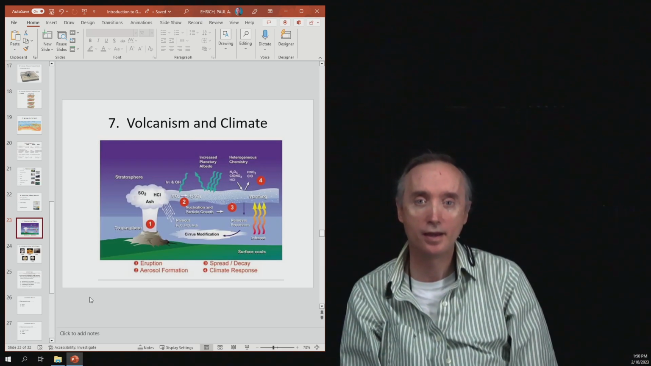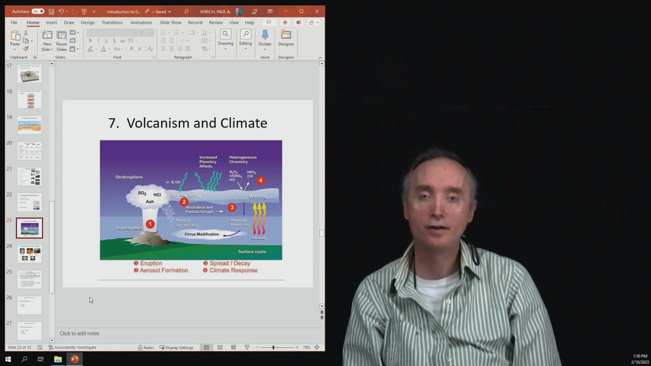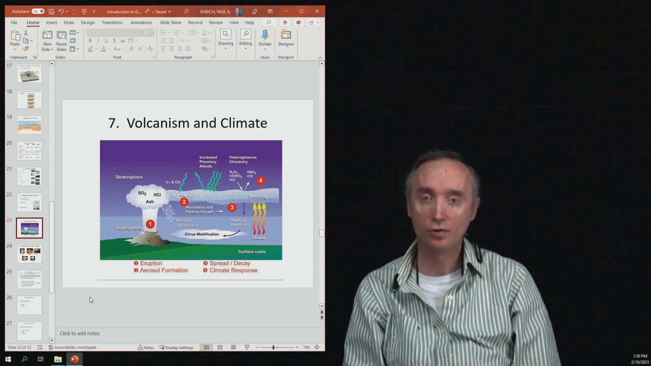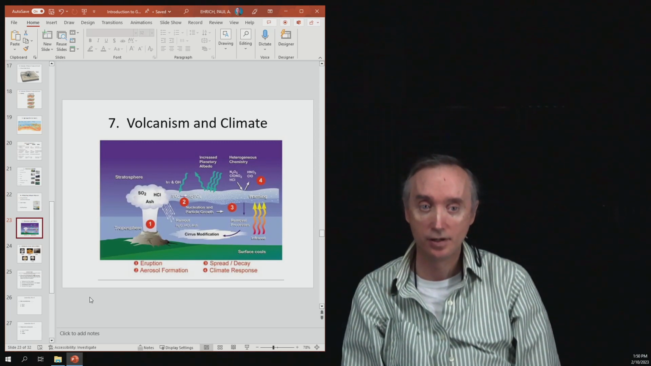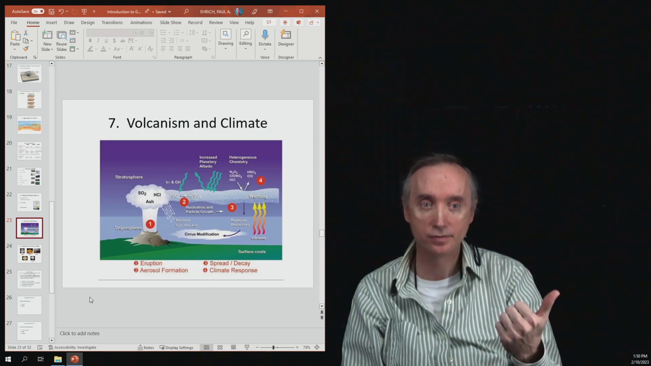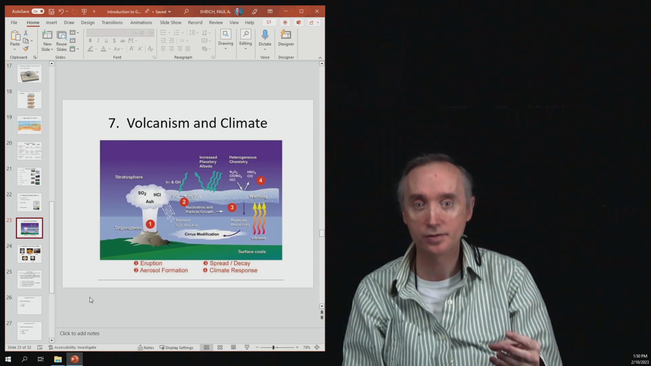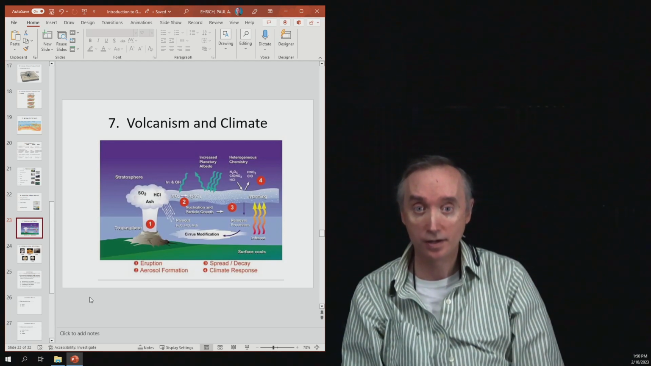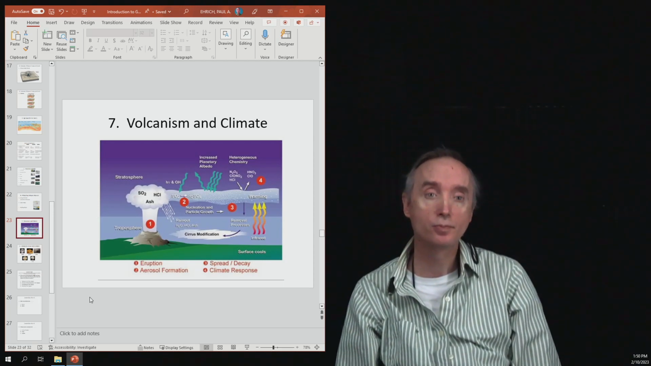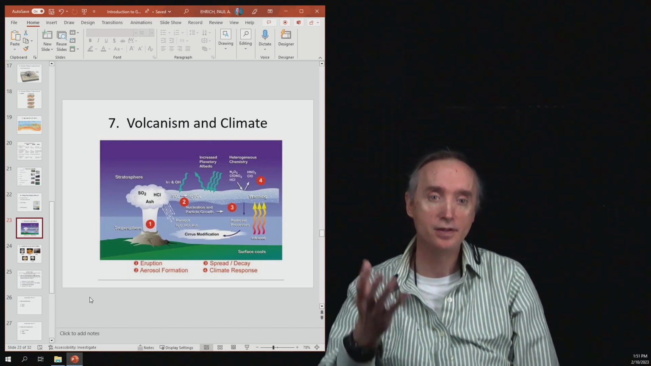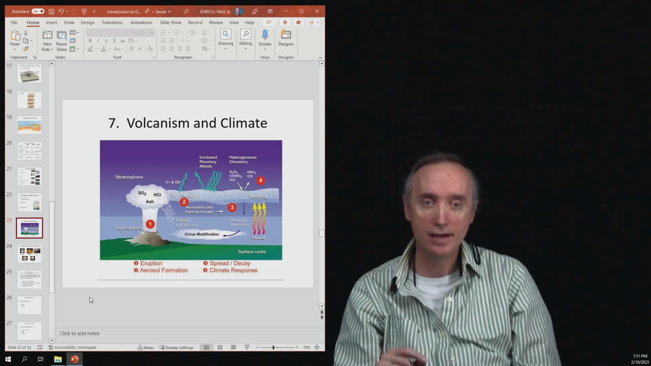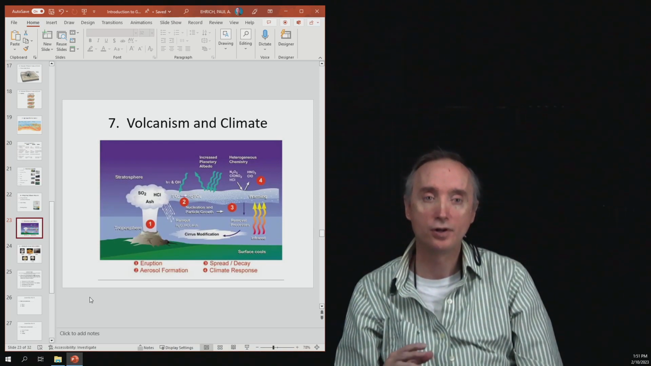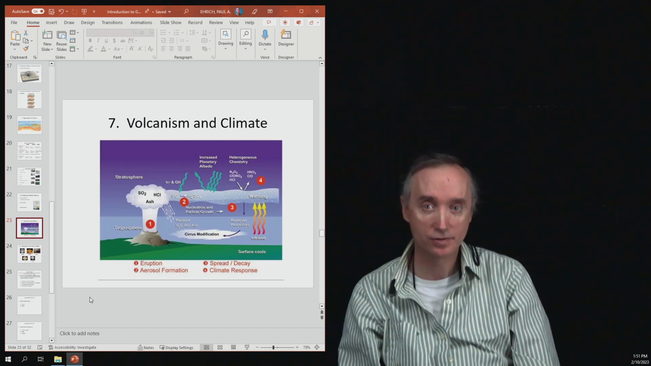Okay, I'm back, and so now let's talk about how volcanoes can alter the climate. For one thing, we said that volcanoes produce gases. So they produce water gas, and they produce carbon dioxide gas, sulfur dioxide gas. And then they also produce ash. So you've got these gases over here, and then you've got the ash over here. The gases are going to be greenhouse gases.